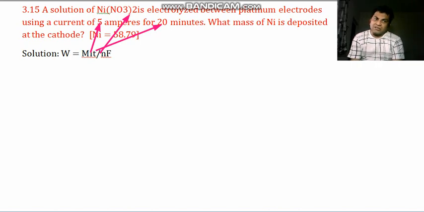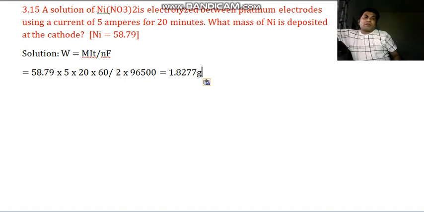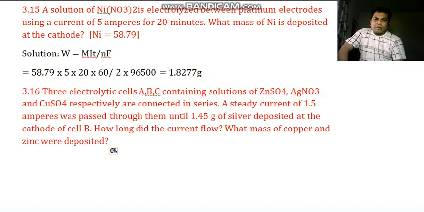You know this value. So dear students, we put the values into the equation and we get the answer 1.8277 gram. So this is a very simple question. Find out the values, take the different values and put them in. Hope that you understand this. So, simple question 3.15.